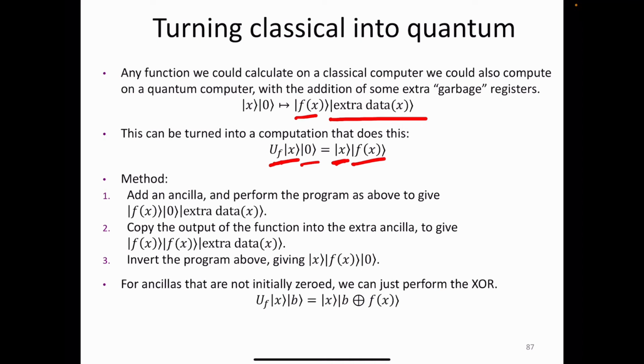For ancillas that are not initially zeroed, we can perform the XOR gate as follows. We had a look at that before. When you do the addition modulo 2 here, you have your input and your U sub f, your function. What this does is leave the input state alone, but it takes the state B and applies f of x, taking that input value into that function, into that unitary, and makes some addition modulo 2 based on the result.